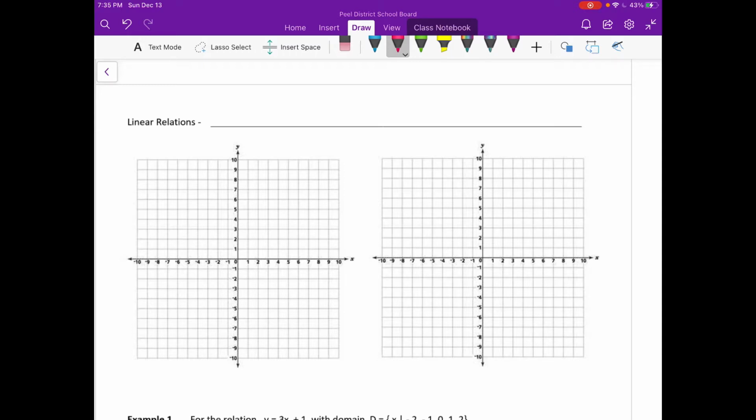A linear relationship is a relation in which the graph forms a straight line, which makes sense because it's linear, and linear just means line. Okay? All right.